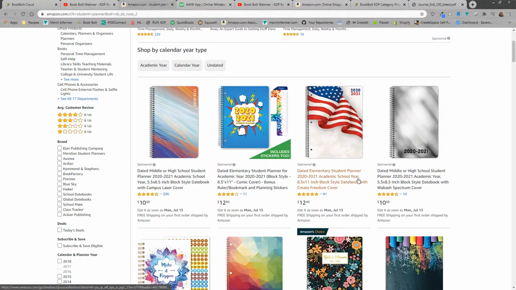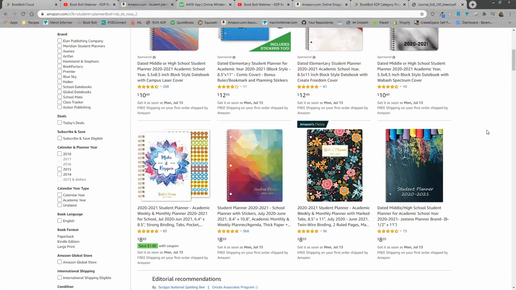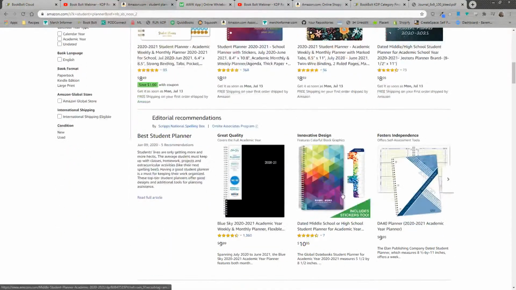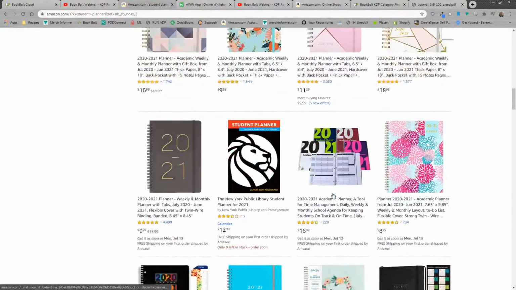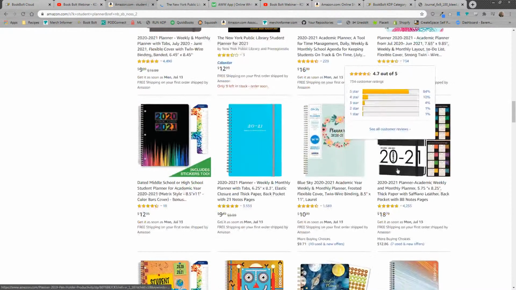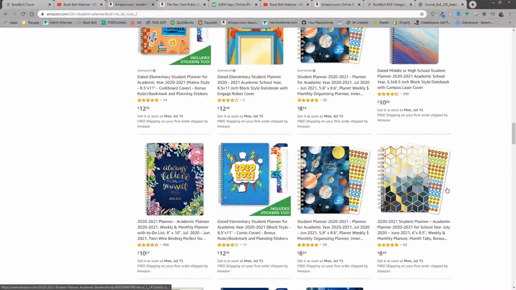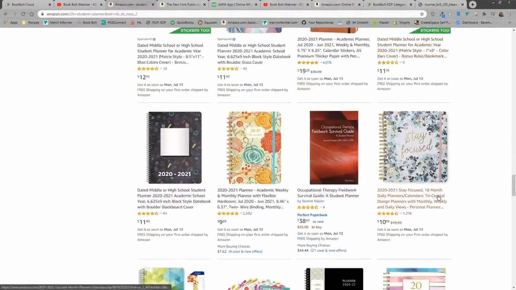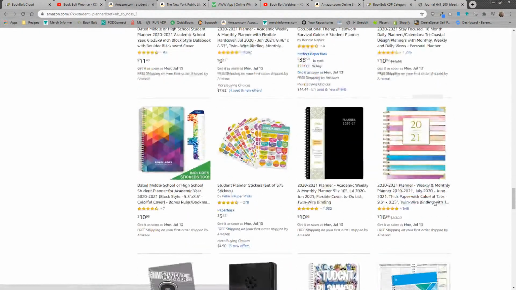Basically what I'm looking for is, do any KDP books show up in the top couple results here? These are all spiralized notebooks, so no, not KDP, not KDP, not KDP. This one might be, I doubt it. We'll go ahead and open it just to look. No KDP, no KDP, no KDP. Okay. Not seeing any KDP books.